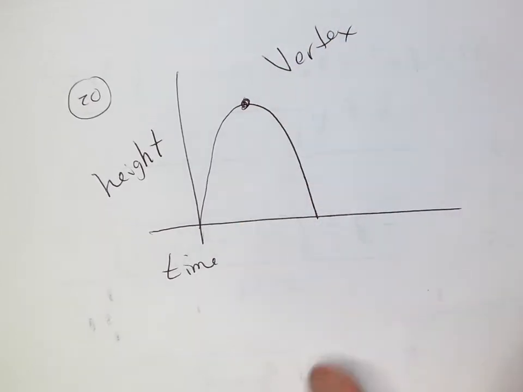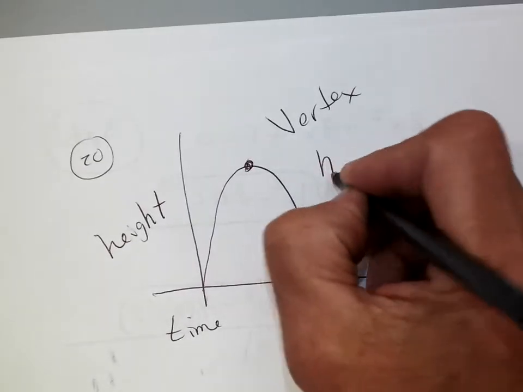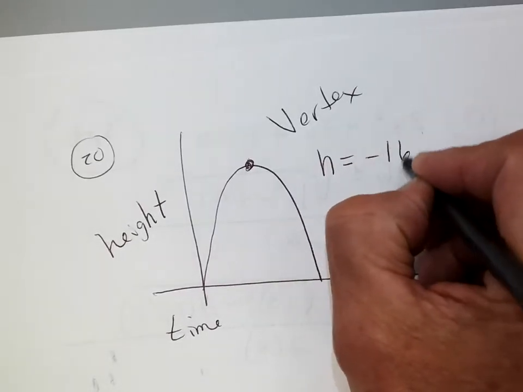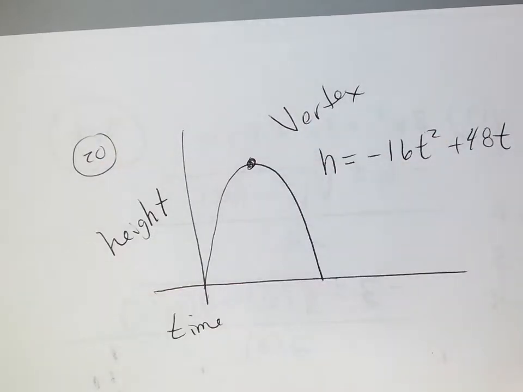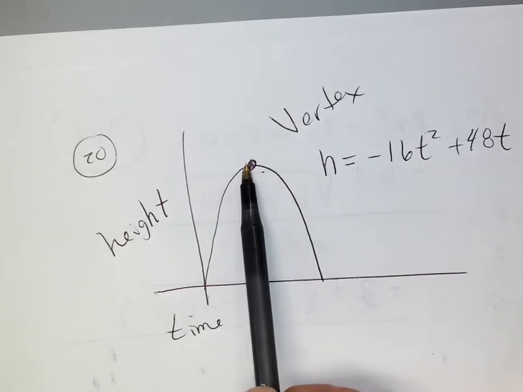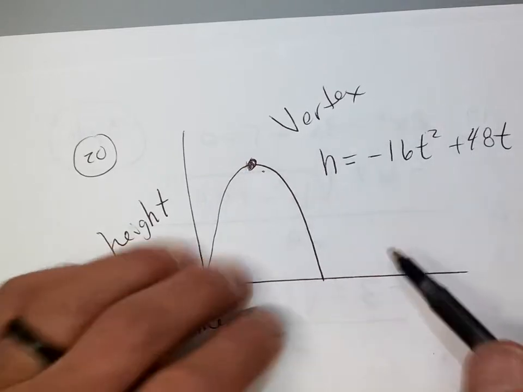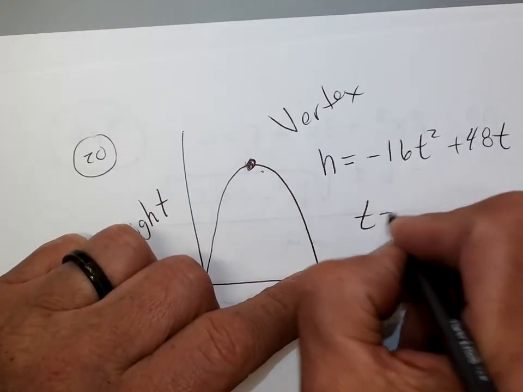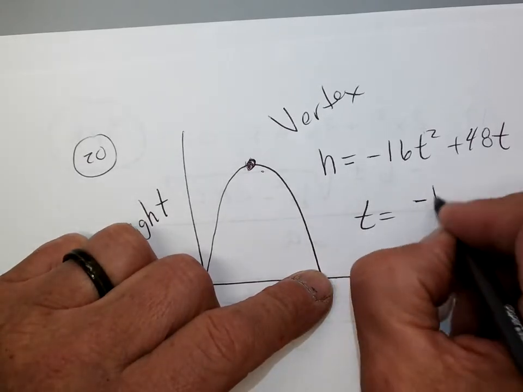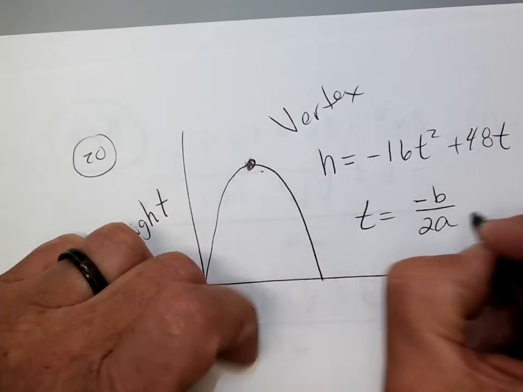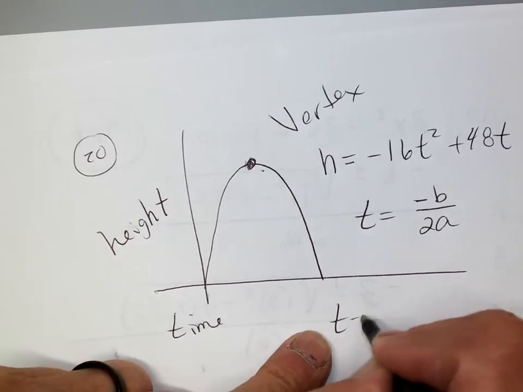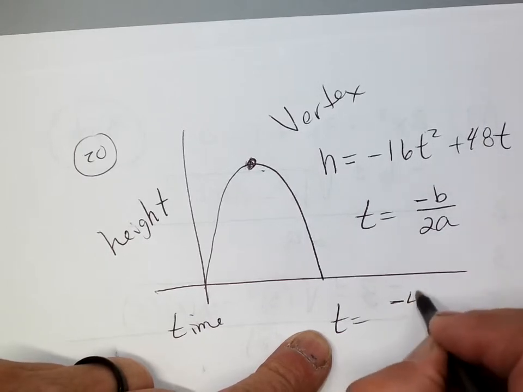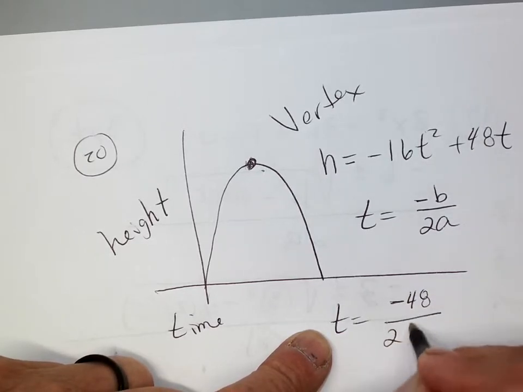Okay? So our equation in this one is h equals negative 16t squared plus 48t. That's the equation for this ball. It goes up, comes down, okay? Now, I want that spot right there. That's the vertex. So we have a little equation. So to find the vertex, we're going to go t equals negative b over 2a. We want to use that little mini equation. Okay? So t is equal to negative 48 over 2 times negative 16.